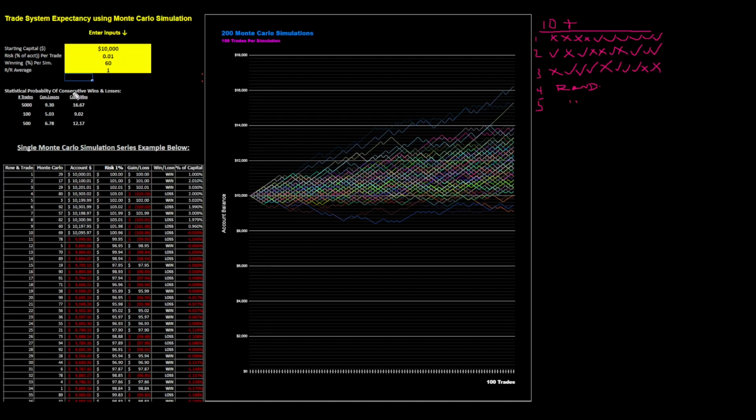Okay, so that's what this is calculating. And then here, this is the statistical probability of consecutive wins and losses, given this information. So after 100 trades, you would expect to have 5 losers in a row, and you would expect to have 9 winners in a row at some point too.